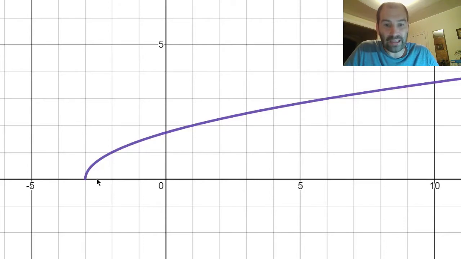Now what about the range? Well, for the range, we look at the y-axis, and we look at all the values on the y-axis that have a graph to the left or the right. We don't start having a graph until we get up to 0. And then once we get to 0 and up, we have a graph to the left or right. So the range is the set of all values 0 to infinity.